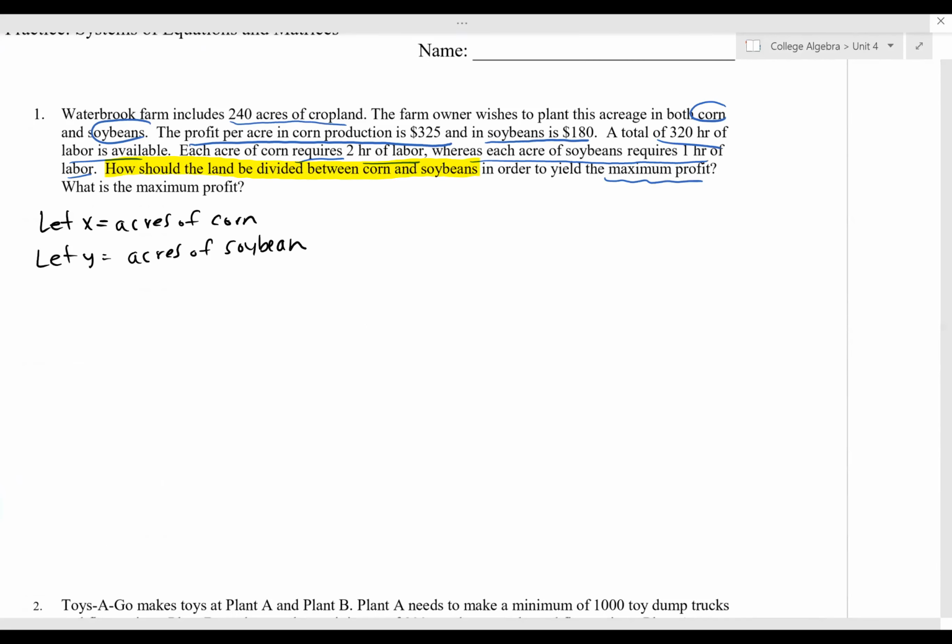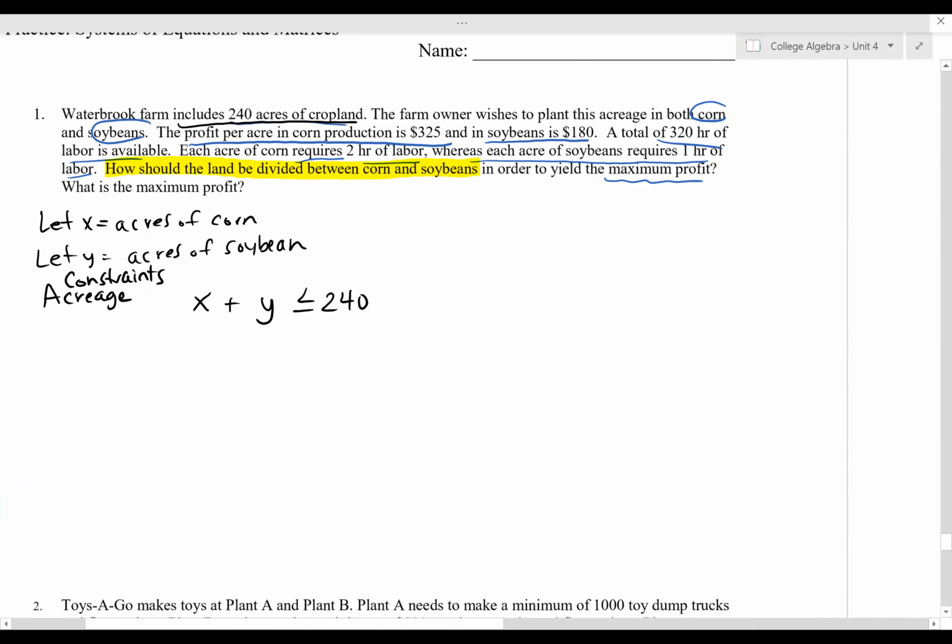So one constraint deals with acreage. So we're looking for limitations in the problem. And it says that the farm has 240 acres of cropland. So X acres of corn plus Y acres of soybean cannot be more than 240. So it's got to be less than or equal to 240 acres together. So I've got my acreage constraint.